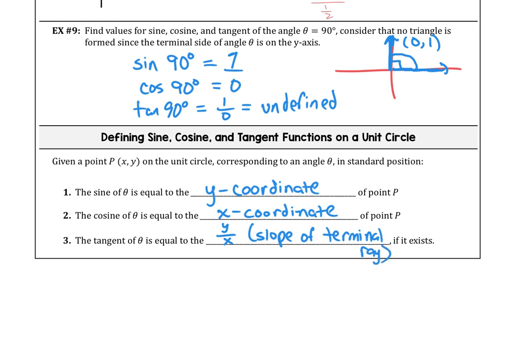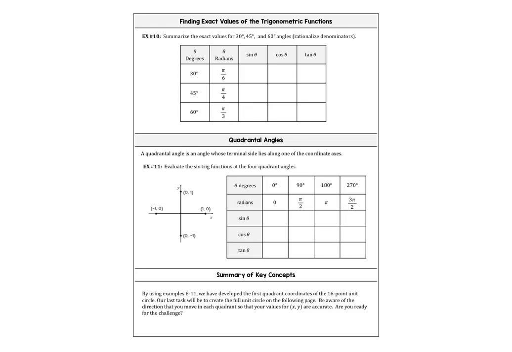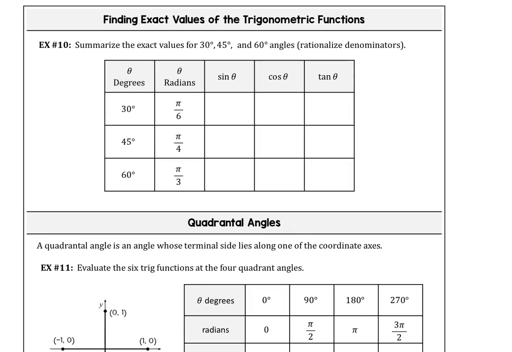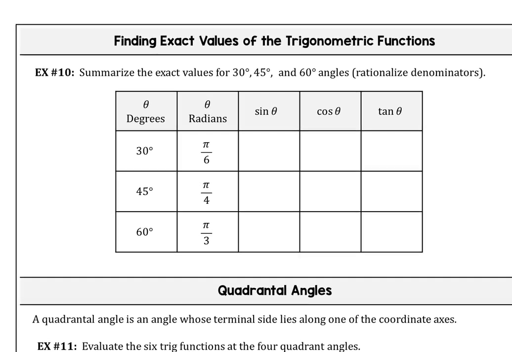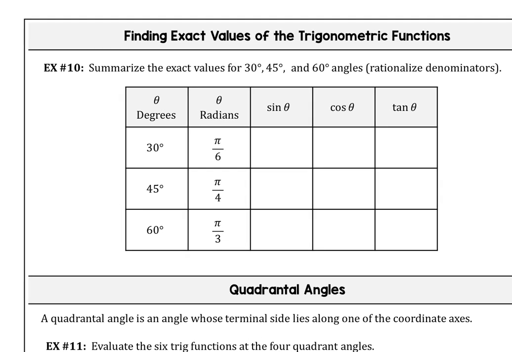So now, continuing on looking at this, we're just going to keep summarizing, and eventually what we'll do is we will draw our unit circle. So now, if you look right here, it says summarize the exact values of 30, 45, and 60 degrees. Make sure we rationalize. So this is just taking everything we've talked about, put it in a nice clean table for you.